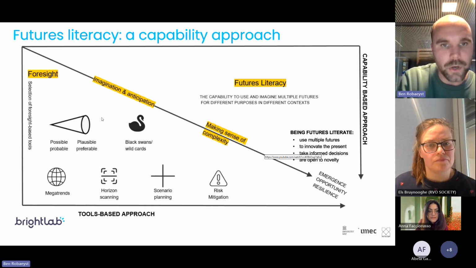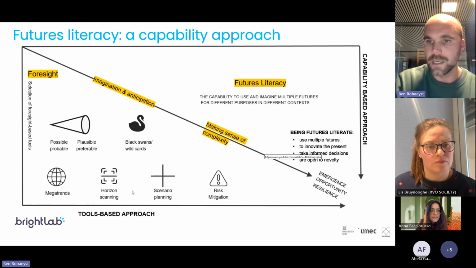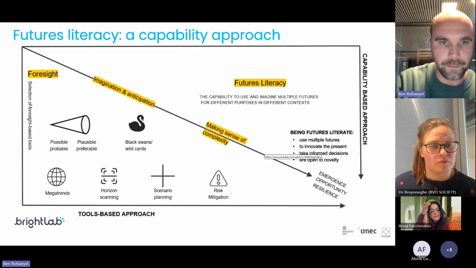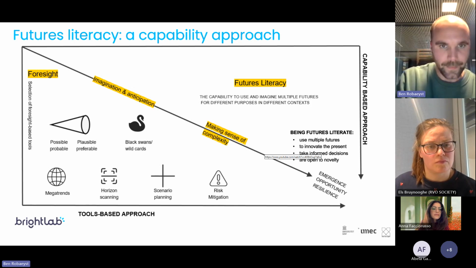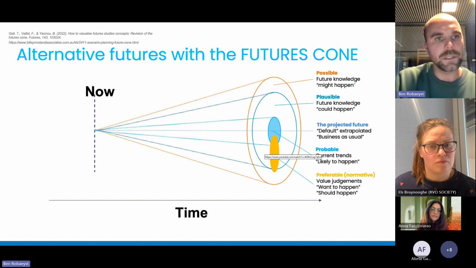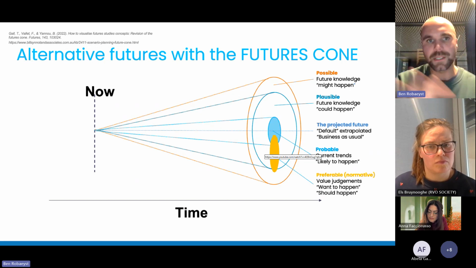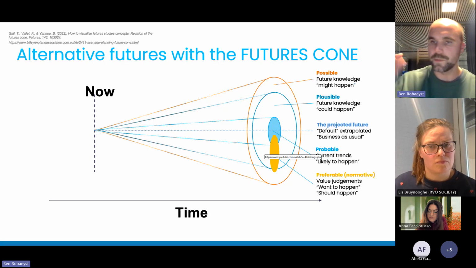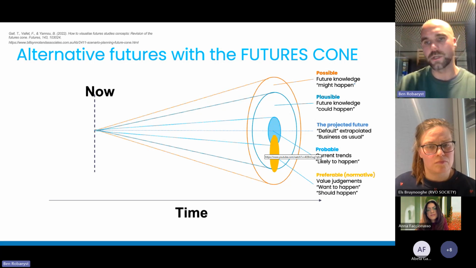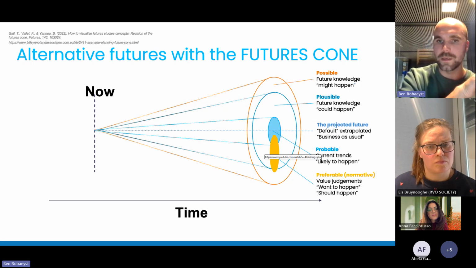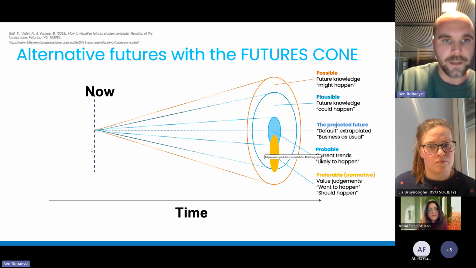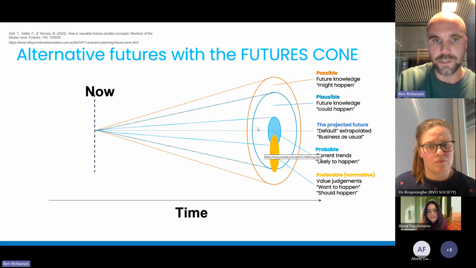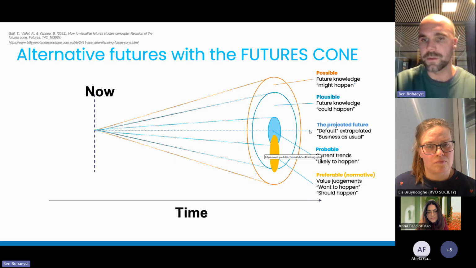For example, you have the futures cone, you have the metaphors of black swans, we have mega trends, we have scenario planning. So there are a lot of different methodologies that you can apply. To give some examples of these futures methodologies, these are actually based upon the futures cone. And like I said, we need to think in different futures, and the futures cone shows that, first of all, we can think upon the future. If you look at today, we can look in different perspectives or from different points towards this future. So we can think about the projected future. This was the one that I was explaining.